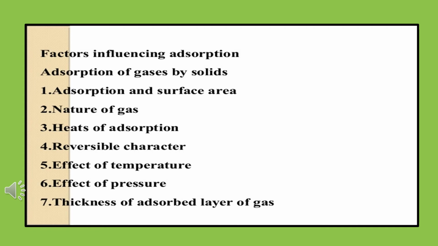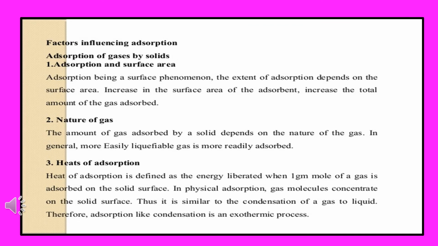Adsorption of gases by solids is affected by, first one, surface area of the adsorbent. Second one, nature of the gas. Third one, heats of adsorption. Fourth, reversible character. Fifth one is effect of temperature. Sixth one, effect of pressure. And the seventh one, thickness of adsorbed layer of the gas. These 7 factors influence the adsorption of gases on solids. So let us see what are the factors that influence the adsorption one by one.